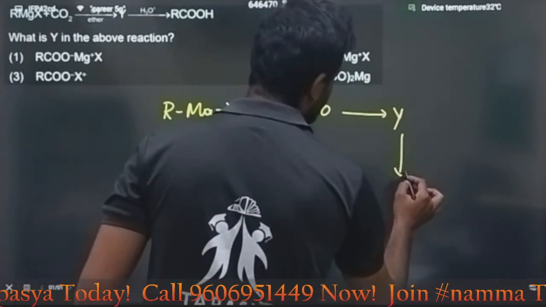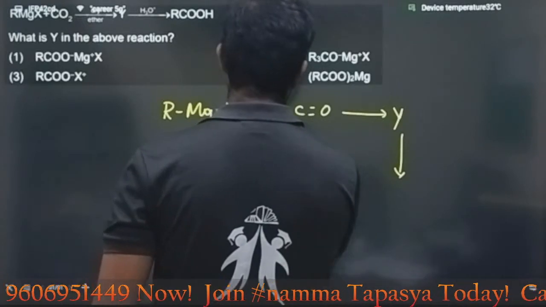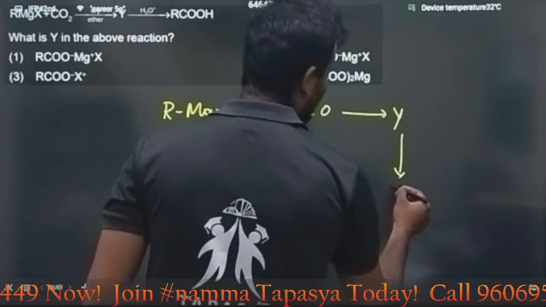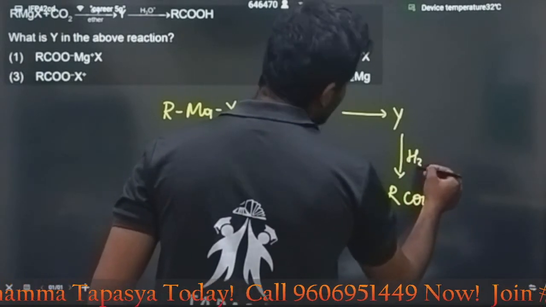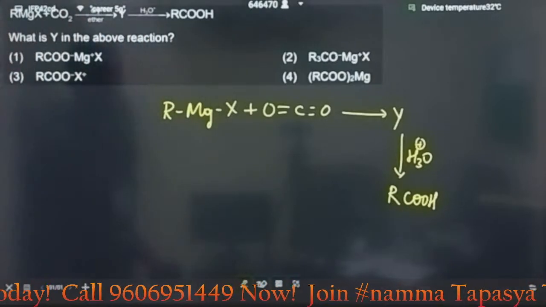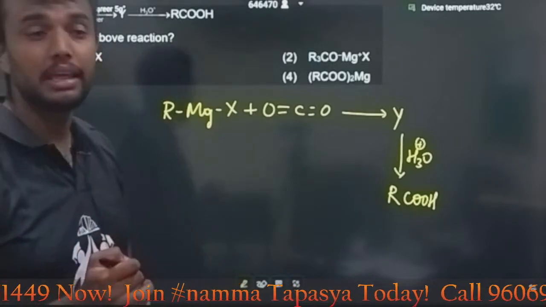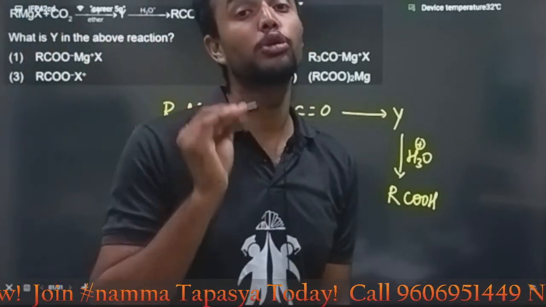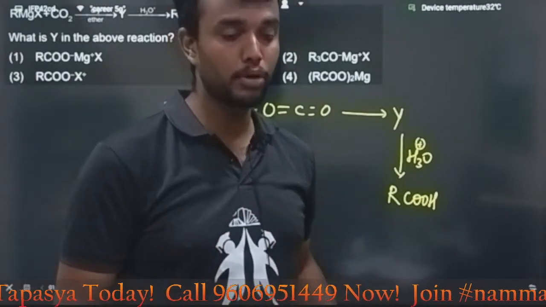Further on hydrolysis they are doing, in the presence of dry ether. Obviously they need to mention Grignard reagent is there. Further on they are getting RCOOH whenever they do hydrolysis. Whenever they do hydrolysis they are getting carboxylic acid. Here the question is, what is Y in the above reaction? This is the main thing. Why you must know about the mechanism. You know the answer, but the mechanism is very important, my dear students.